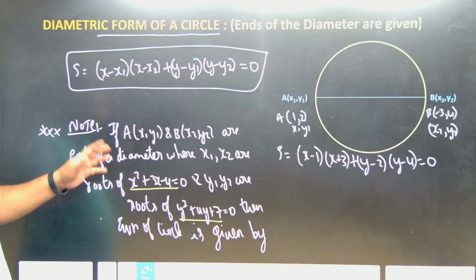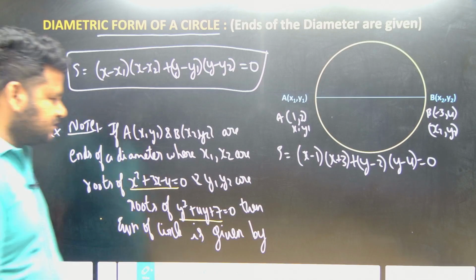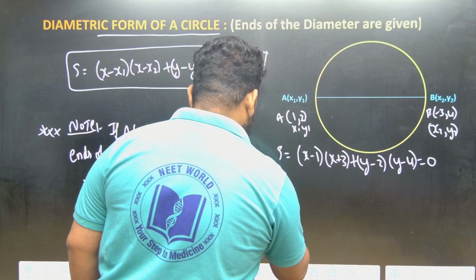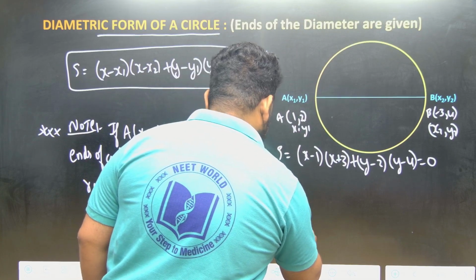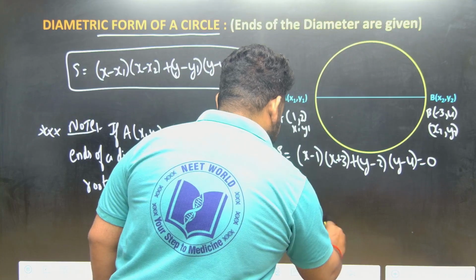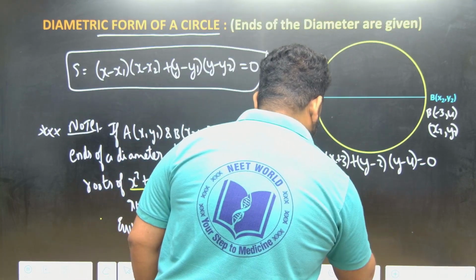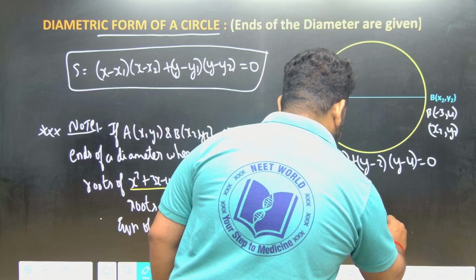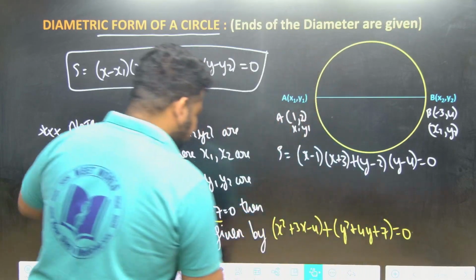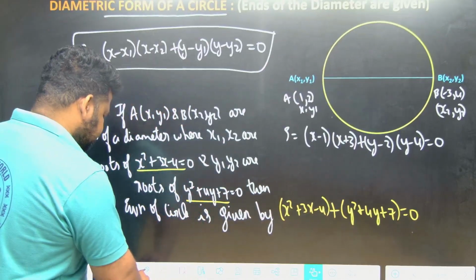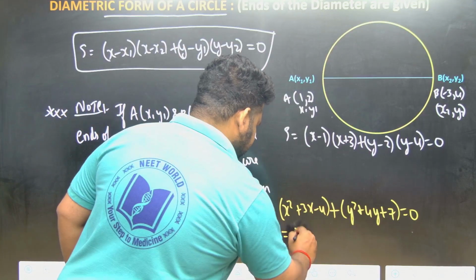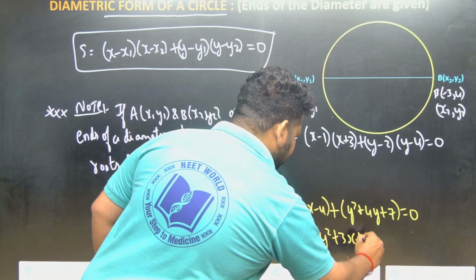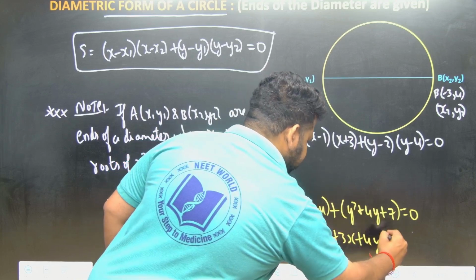You can do this in many methods, but the shortcut which I am telling is to just take the two equations and add them. That gives x square plus 3x minus 4 plus y square plus 4y plus 7 is equal to 0. Further I can simplify this as x square plus y square plus 3x plus 4y, and minus 4 plus 7 is plus 3, is equal to 0.